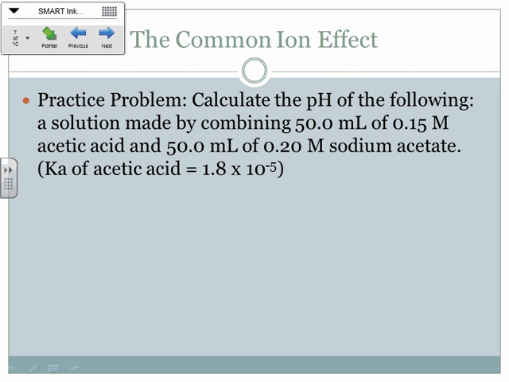Okay, pH of the following: a solution made by combining 50 milliliters of 0.15 molar acetic acid and 50 milliliters. Okay, that's not much different. The only thing they're adding there is a step where you have to realize that you are dumping two things together, right? So what does that do? 50 milliliters of one, 50 milliliters of the other. As soon as you dump them together, what does that do to the concentrations?